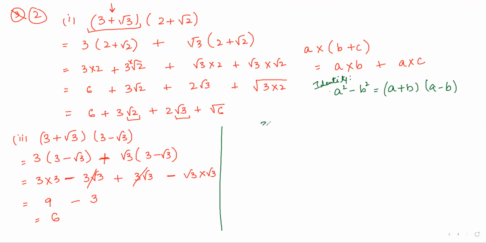So you can see 3 plus under root 3, and then you have 3 minus under root 3. So it is a plus b into a minus b kind of expression. You can directly write a square minus b square, that means 3 square minus under root 3 square. Clear? So this is 9 minus under root 3 into under root 3, which is again 3. So the answer is 6. So both ways you can do it. If you don't remember the identity, just multiply it.